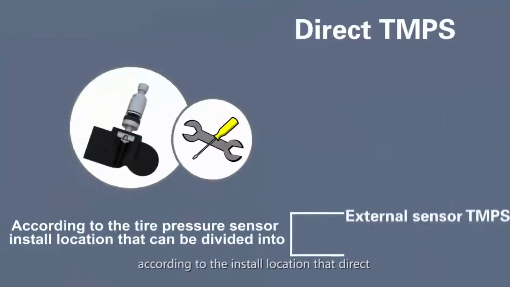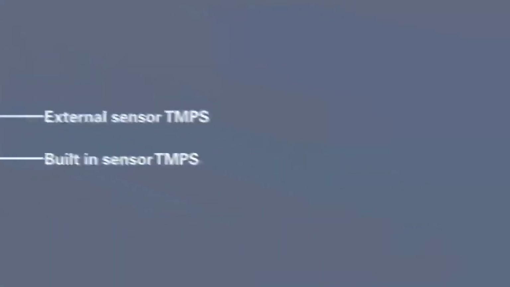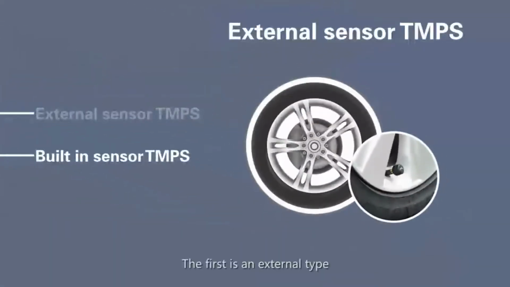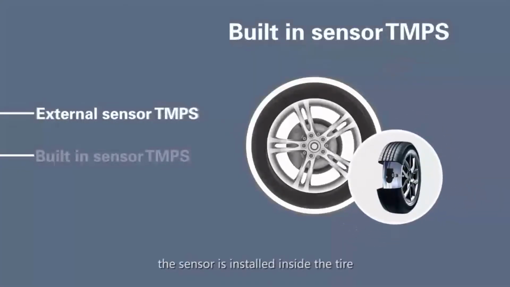According to the installation location, direct TPMS can be of 2 types. The first is an external type, which installs a sensor at the valve. The second one is built in. The sensor is installed inside the tire.